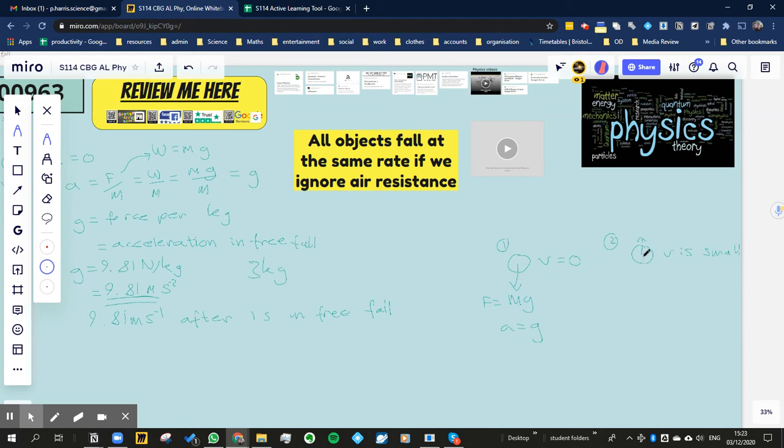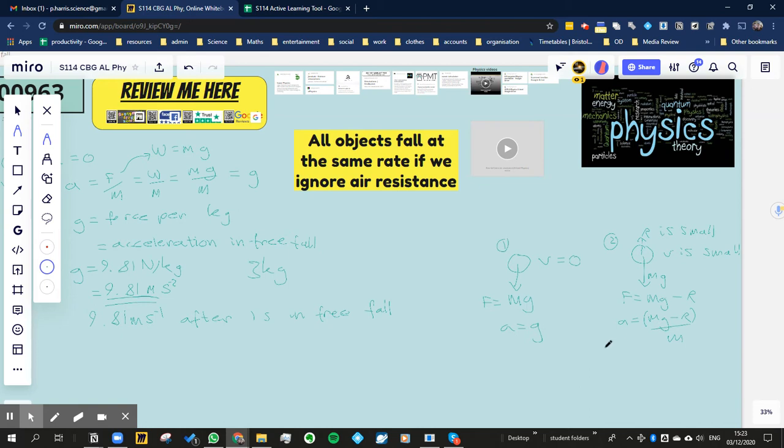Now the weight is the force speeding it up, and it's going to be the same size, mg. And we're going to have R, the air resistance, which is also small. So the resultant force is now mg minus R, and the acceleration is going to be mg minus R divided by m, because remember, acceleration is equal to force divided by mass.